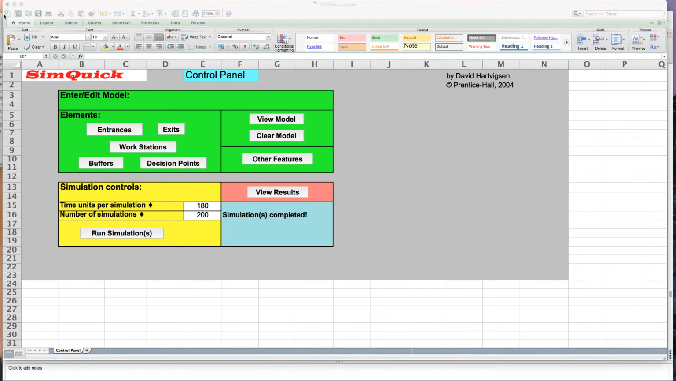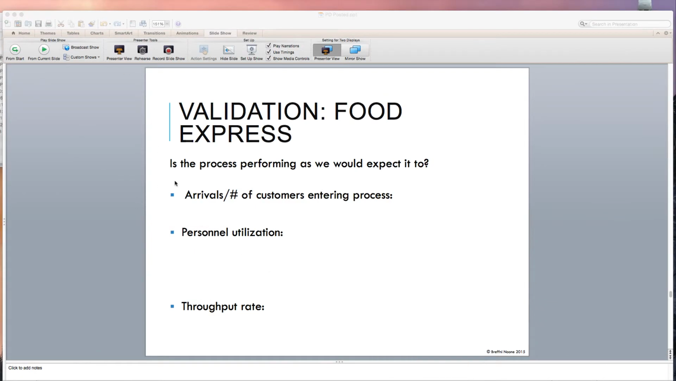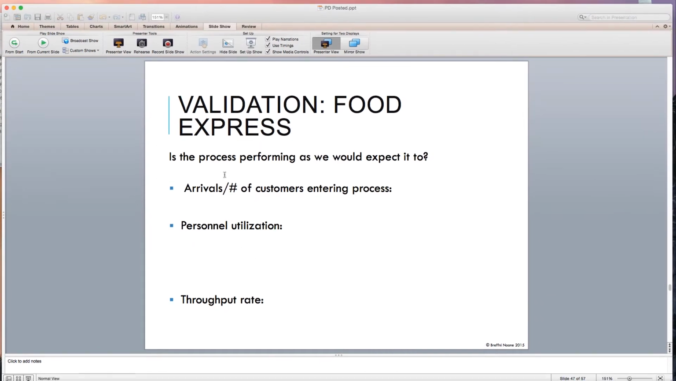And then, now this will be the challenge in the process. I want you to go to your PowerPoint slides and try to validate this process. So here's what you're going to do. Like we did for the bank example, you're going to validate 3 things. Arrivals, utilization. Now we only had 1 teller at the bank, so you only had 1 utilization to validate. You have 3 utilizations to validate here: salad person, pizza person, and your pay person. And then here's the tricky part. I want you to put a little bit of thought into this. What is the throughput rate for the system theoretically, and then compare it to SimQuick.